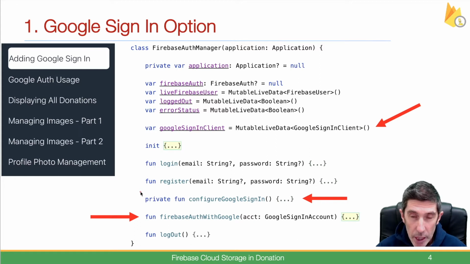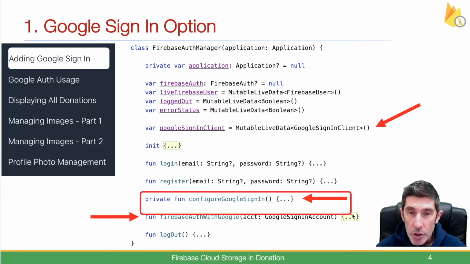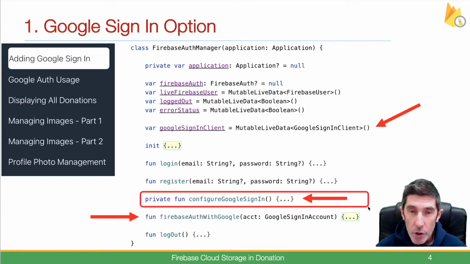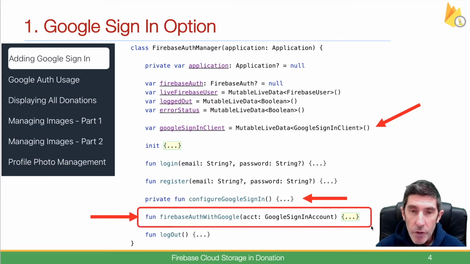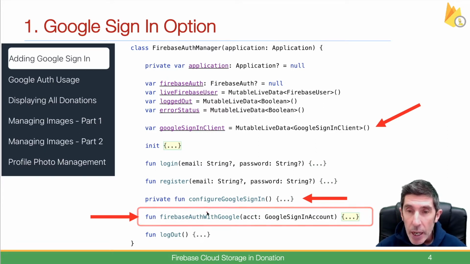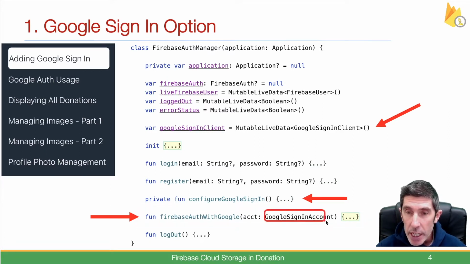Because of that, we introduce a couple of new functions. We have one function to configure that Google sign-in, to decide on, I won't call them permissions, but what we're requesting. Again, we'll look at that in a minute. And also a function, Firebase Auth with Google, that will take that Google sign-in account and integrate it into our own application. So there are the few functions we'll have a look at tied to our Google sign-in.